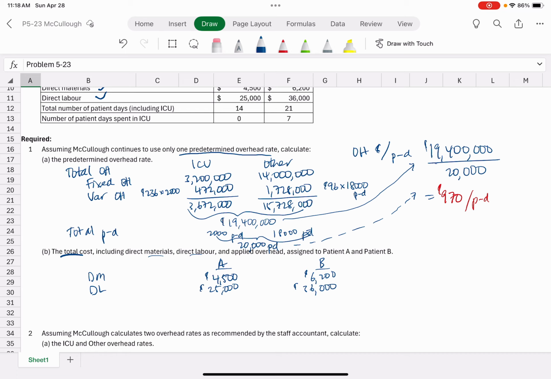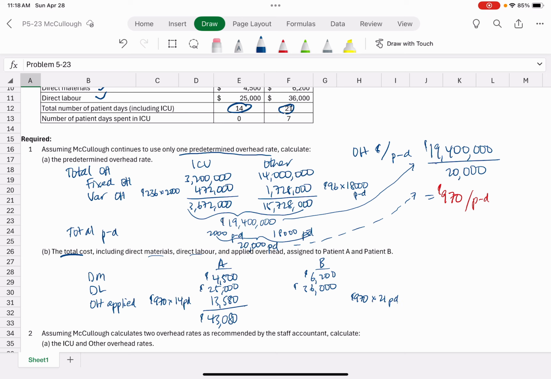The last part we need is the overhead. Overhead applied. Well, we're going to use our application rate, which is $970, times the number of patient days for A, 14. That works out to $13,580 for a total cost of caring for patient A, $43,080. For B, we apply overhead in the same way, 970, except they had 21 days.